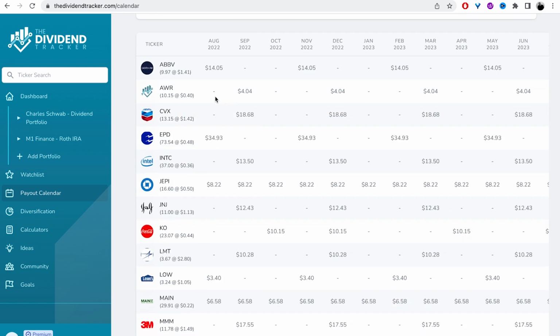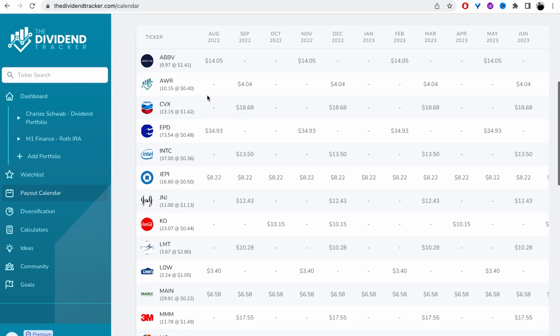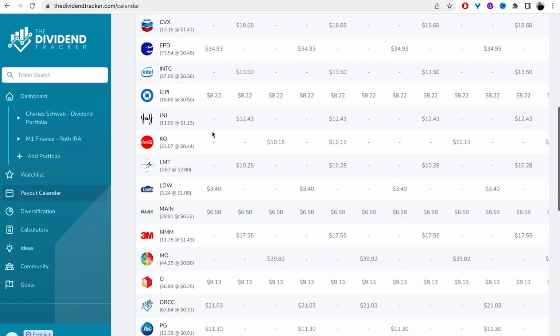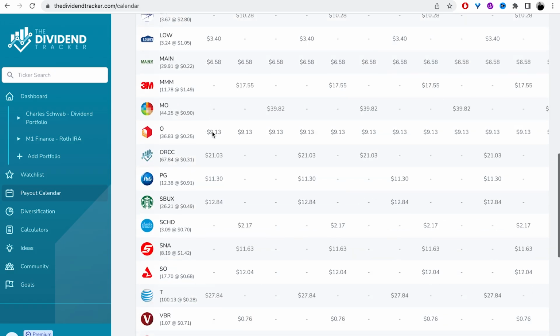And so like in August, for example, I can look at this and say, I've got AbbVie coming in, I've got EPD, I've got JEPI, I've got Lowe's, I've got all these other payments coming in this month. And it just helps you keep track of how much income you can expect to receive and where those payments are coming from. Just a really helpful tool.